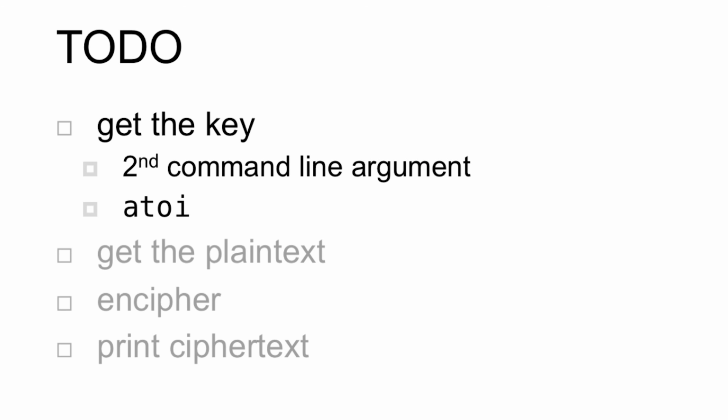Let's start with getting the key from the user. Traditionally, with other problems, we've been accustomed to getting any numbers that we need by prompting the user with the function get_int. But this time, we're actually going to use the command line argument and a new function called atoi.